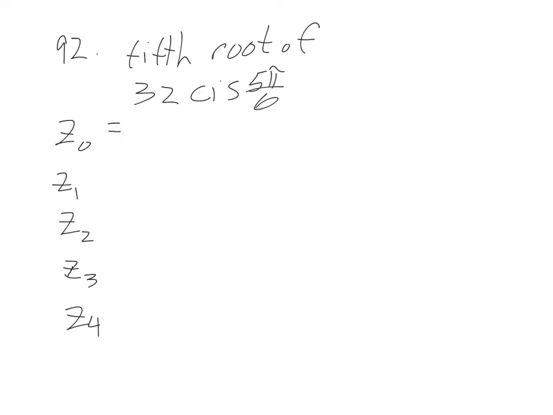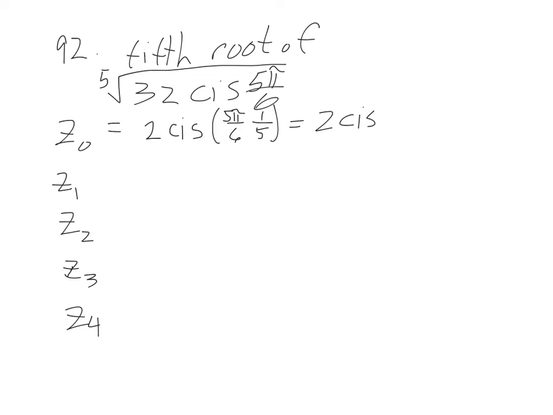So z sub 0, if we're taking the 5th root, and I'll explicitly say you're taking the 5th root. Whatever we do to the complex number, that's what we do to r. So if we take the 5th root of 32, that would be 2. And then cis, what we do is we take the initial angle and divide by n, which is 5 in this case because it's a 5th root. I'm just going to write that as multiplying by a 5th. The 5's cancel, so for our first one that leaves us with 2 cis pi over 6.